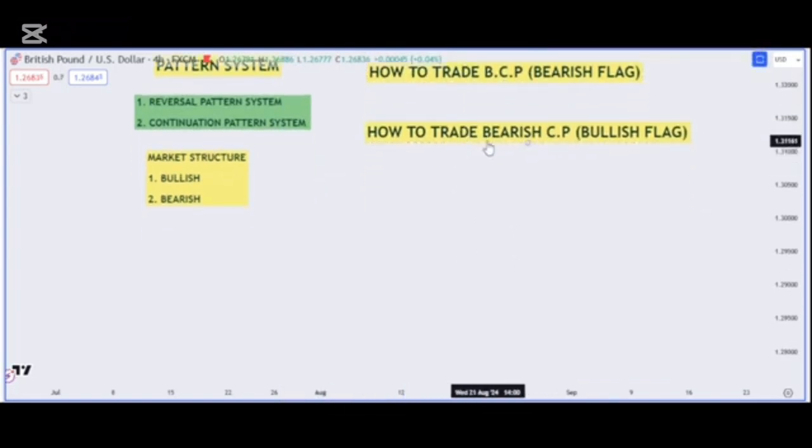So how to trade a bearish continuation pattern? Number one, don't forget the criteria that you have to establish the trend, the market structure, whereby we can only trade a bearish continuation pattern or bullish flag when the market is trending down, whereby we're having a pattern like this: lower high, lower low, lower high, lower low. So in a downtrend market, all of a sudden you're seeing a pattern like this, a pattern like this.